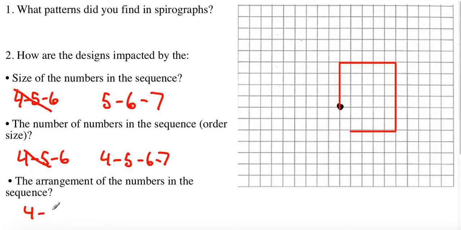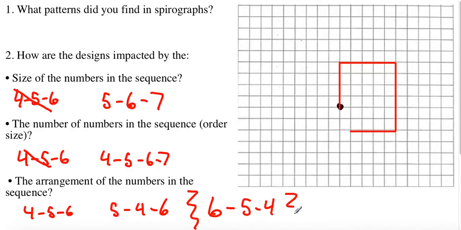So again, we had a 4, 5, 6 sequence, but what if we switch that up a little bit? What if we tried a 5, 4, 6 sequence? Or even a 6, 5, 4 sequence, or a 5, 6, 4 sequence? Do we still see the same patterns we would with our original spirograph?